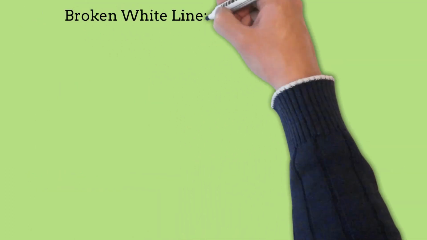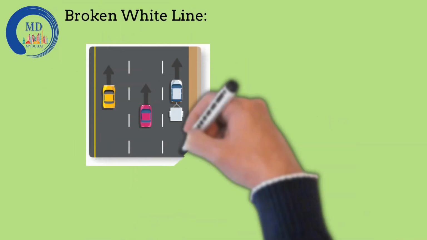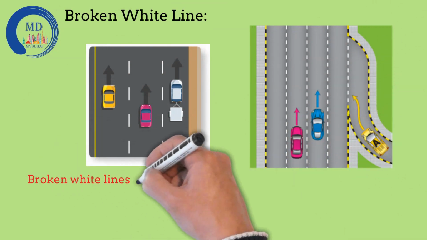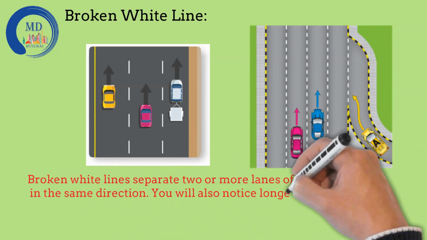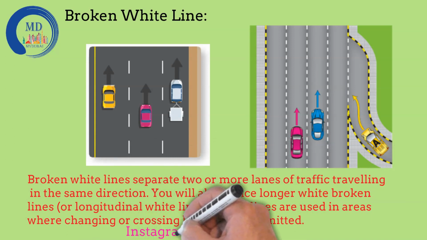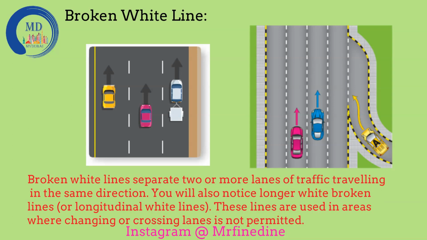The next marking is the broken white line in the middle of the road. As you know now, the yellow line is usually on two-way traffic and white lines are on one-way traffic. So the broken white lines are used to separate two or more lanes of traffic traveling in the same direction. You will also notice longer white lines or a solid white line on the road near a junction or near a signal, which means you're not supposed to overtake in that particular area. You will usually find the solid white line near a pedestrian crossing or signal, which means you're not supposed to overtake in that area.